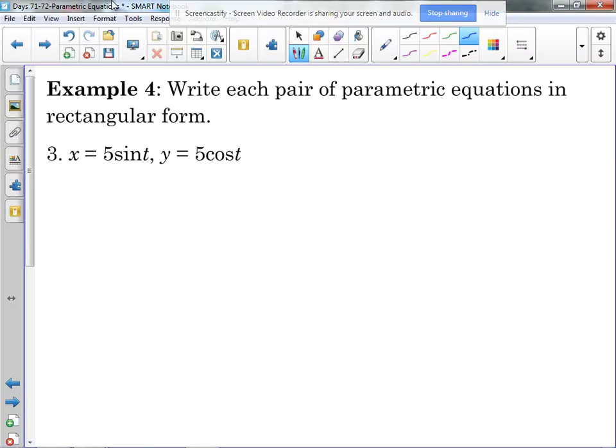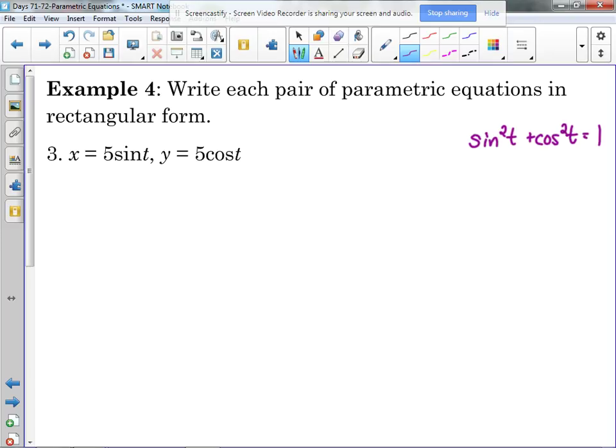Write these parametric equations in rectangular form. Notice we've got some trig involved, so we're trying to eliminate that parameter again. Here's what we're going to do. We are going to need to use our trig identities. Sine squared of t plus cosine squared of t equals 1. We're going to have to use that somewhere along the line.